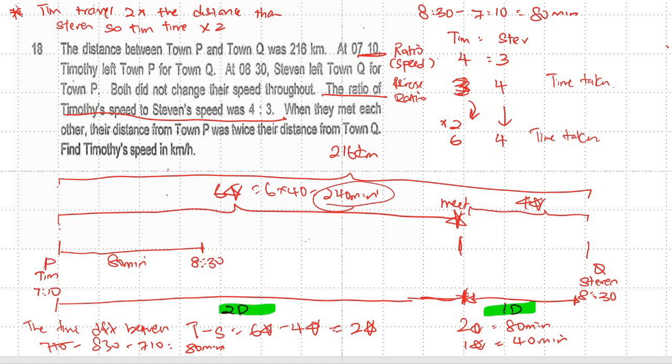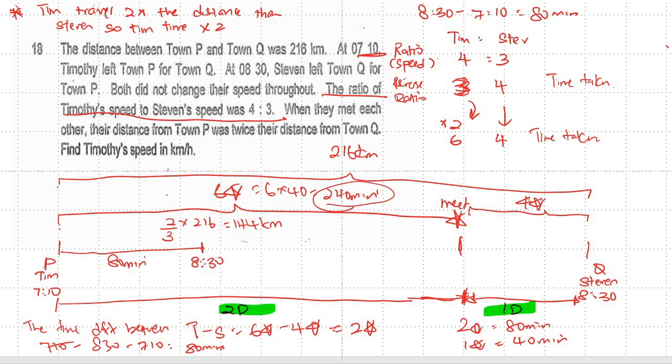But then did Timothy travel the full distance? No. Timothy only traveled 2/3 times 216. Wait, let me just make it right here. Total distance is actually 3 units. But Timothy only traveled 2 times the 216, which will be 144 kilometers. Okay? So what is the speed of Timothy? I already have the time. I have the distance, so I can find my speed.